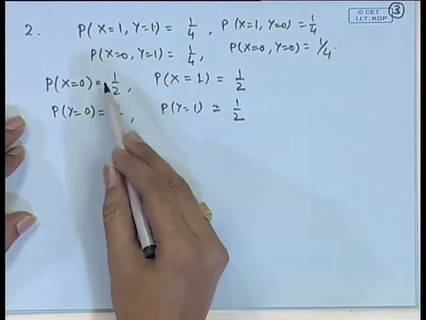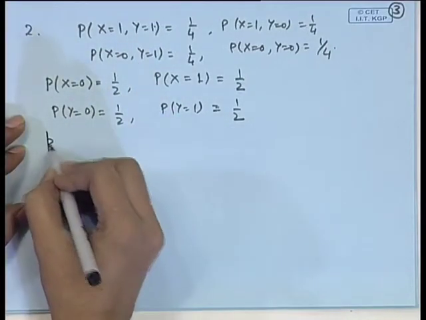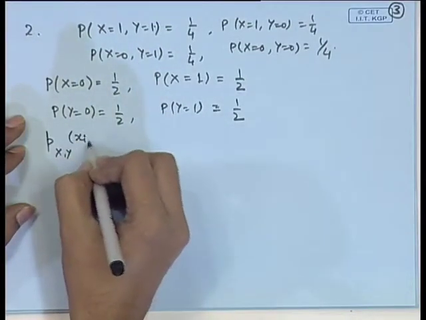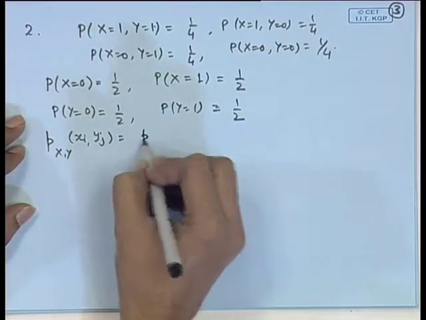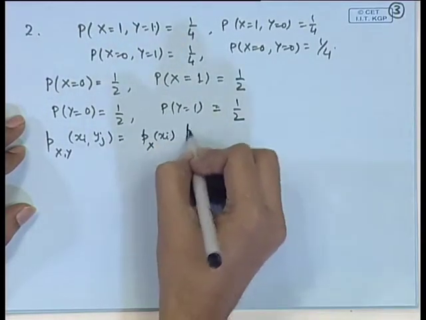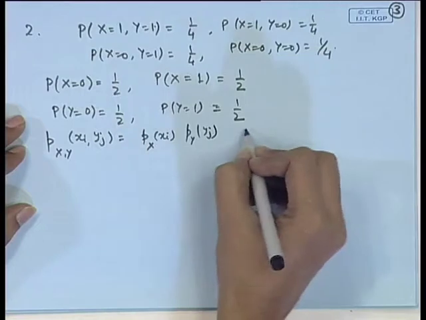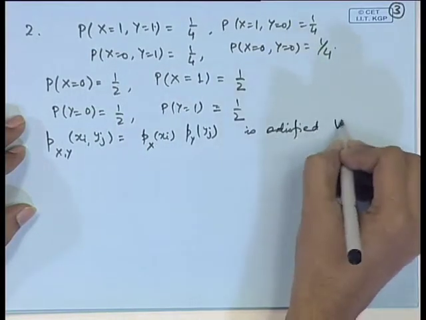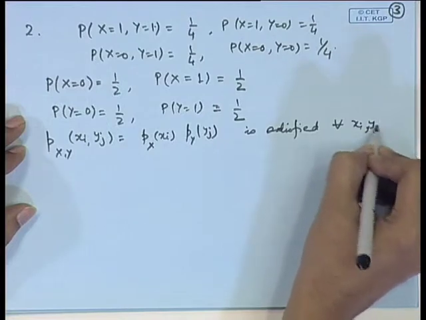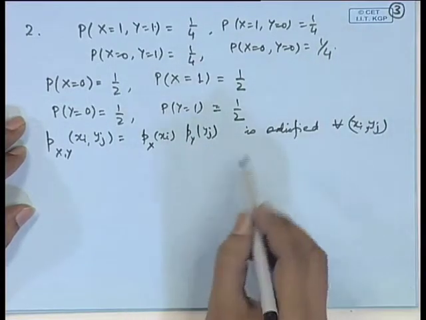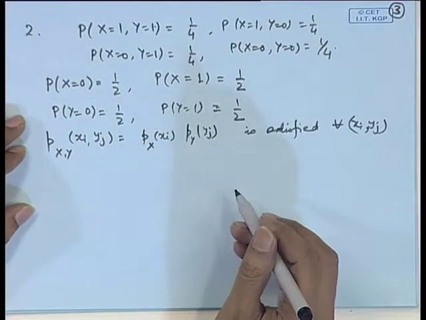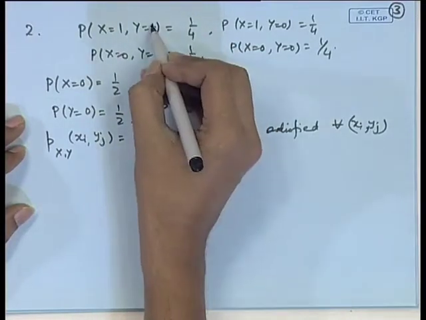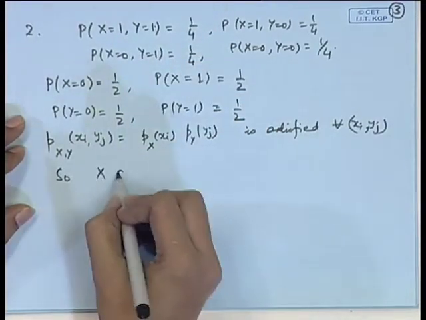So, we can see here that the condition p_{XY}(x_i, y_j) = p_X(x_i) p_Y(y_j) is satisfied for all x_i, y_j in the range of X and Y random variables. So, X and Y are independent.